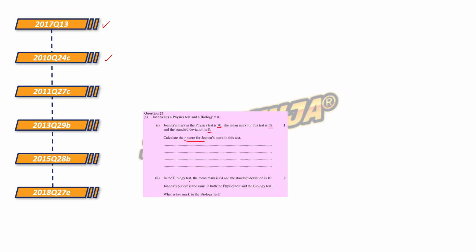And then here in the biology test, the mean mark is 64 and the standard deviation is 10. And you're told that the Z score is the same in both physics and biology. So whatever Z score you calculated here, which say for example is 0.3, again I'm making that up, you're told that biology also has that 0.3 Z score. So then you need to calculate the mark in biology. If you know that the Z score is 0.3, you need to calculate the mark. You're given the mean and you know what the standard deviation is. It's pretty much what we did in this question to find this part.